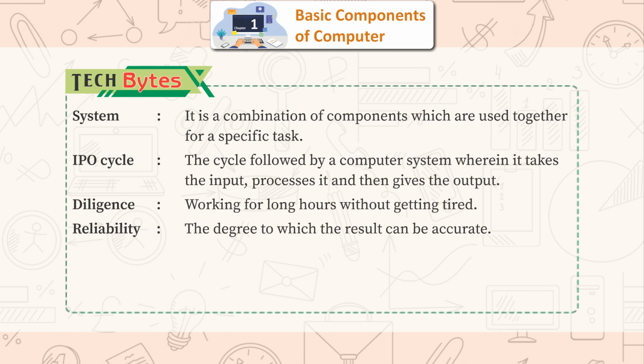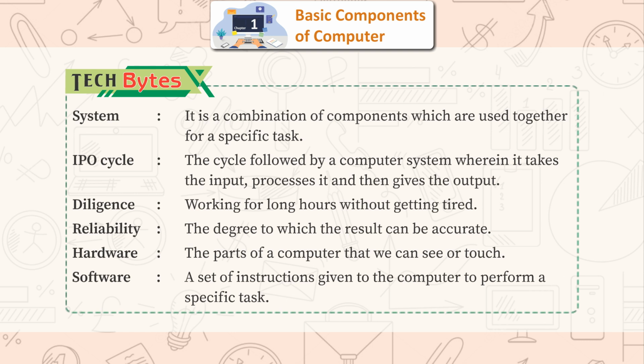Reliability. The degree to which the result can be accurate. Hardware. The parts of a computer that we can see or touch. Software. A set of instructions given to the computer to perform a specific task.